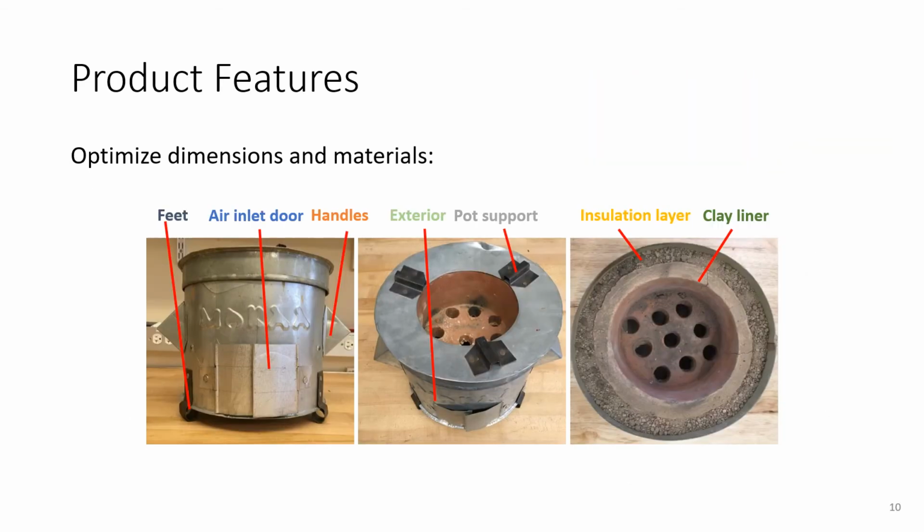We have identified the list of Cookstove features that can be optimized through computational modeling, such as the insulation layer and clay liner. These features can be optimized by modifying the dimensions or materials to improve the Cookstove performance. Our goal is to involve Cookstove users and manufacturers to understand their preferences and drive the design decisions in optimizing these features.